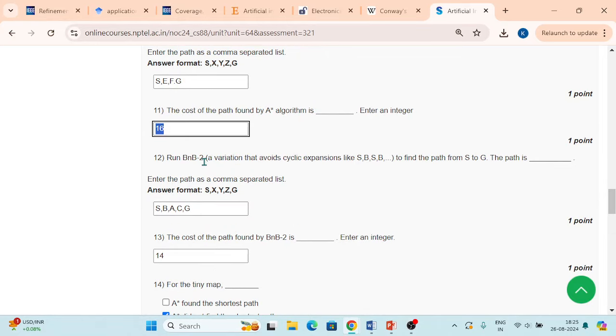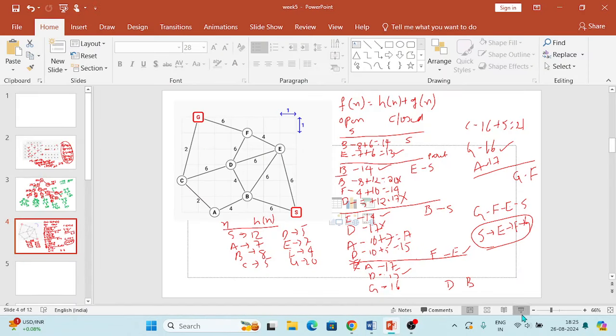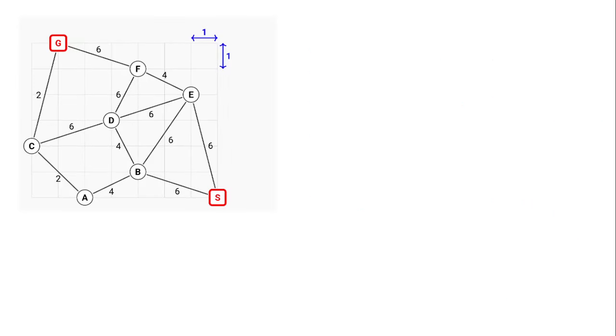Next, run branch and bound (BNB) to find a path from S to Z. So we have to calculate the path for the same graph by using branch and bound. According to the branch and bound algorithm, BNB extends the cheapest partial path. So again we'll start from S.